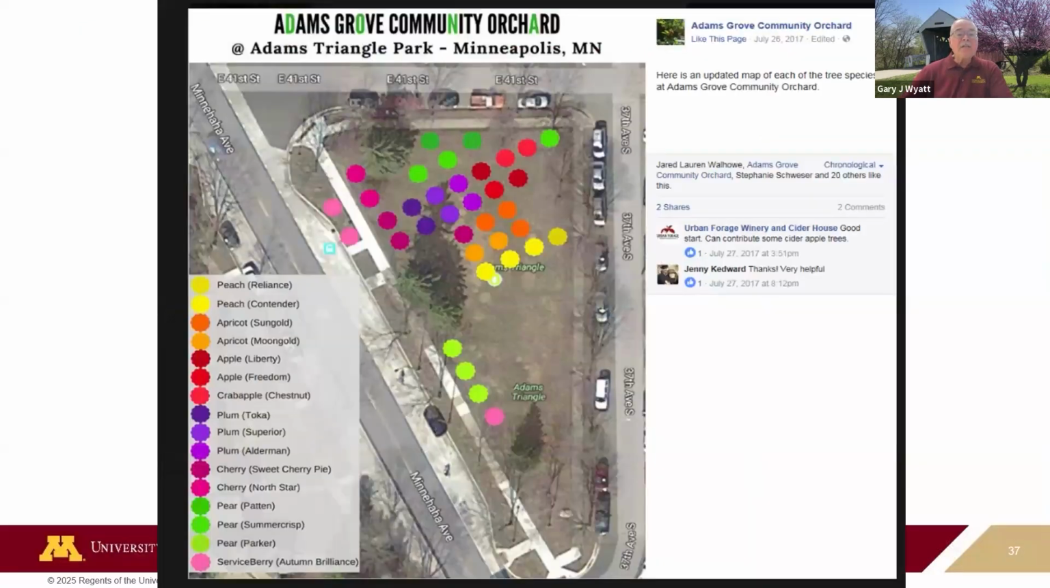A couple other ones around the Twin Cities. This is the Adams Grove Community Orchard, which is really neat. They've got some peach, apricot, apple, crabapple and plum plantings there, and some cherries, pears and serviceberries. It's really a neat little triangle. Communities might have these triangles that are mowed three or four times a week, and maybe you can develop some type of food forest on the three corners of those triangles. Maybe make an asparagus rhubarb bed on one end, a hazelnut on another, and then a serviceberry on the other corner. So be thinking about some of these landscapes that could benefit from a neighborhood food forest.